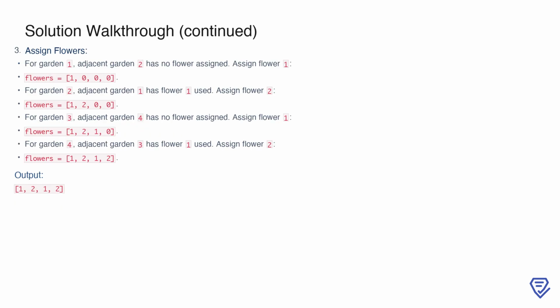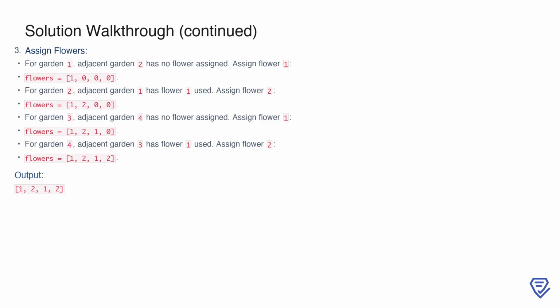We now assign flowers to the gardens. Starting with garden 1, its only adjacent garden, 2, has no flower assigned yet. So, we assign flower 1 to garden 1, updating the flowers array to 1, 0, 0, 0. For garden 2, its adjacent garden, 1, already has flower 1 assigned. To avoid conflict, we assign flower 2 to garden 2, updating the array to 1, 2, 0, 0.